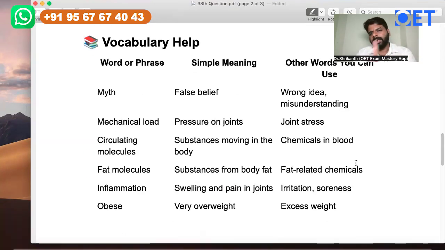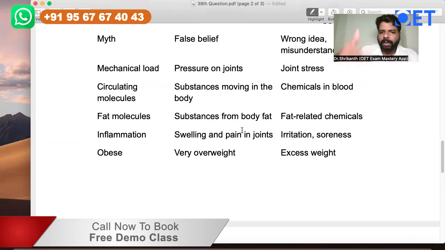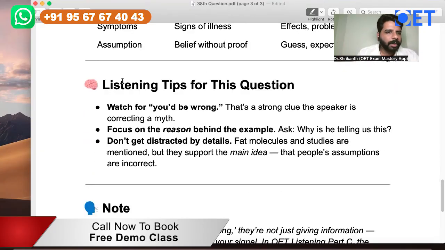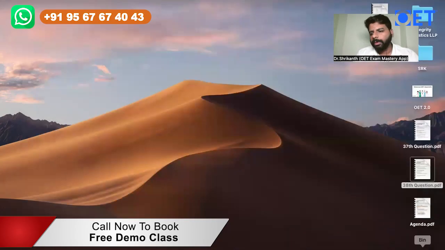I have also made a vocabulary list over here. I'll be sharing this document to you, and you can make some notes. This is how you should be able to develop.